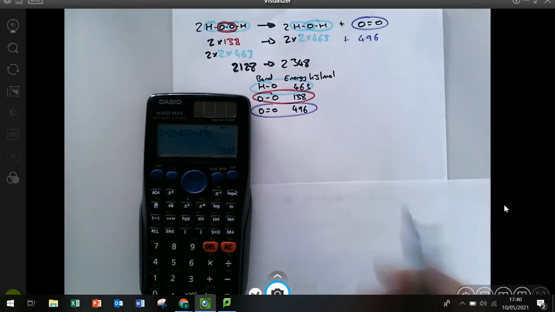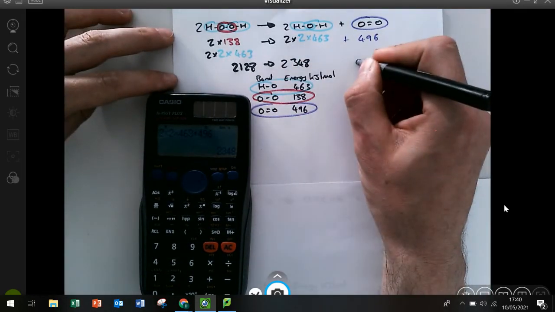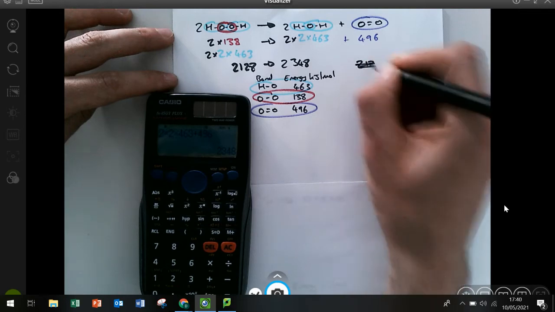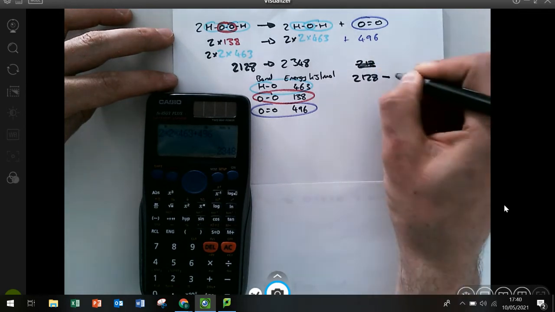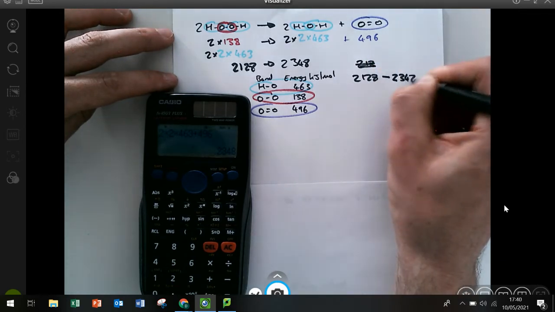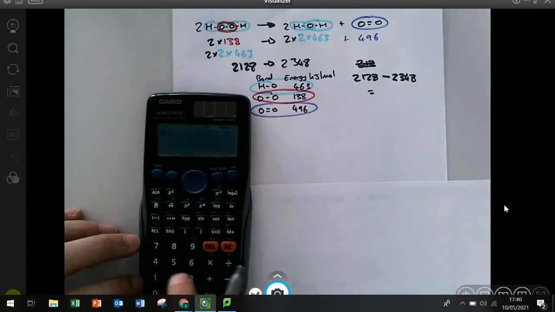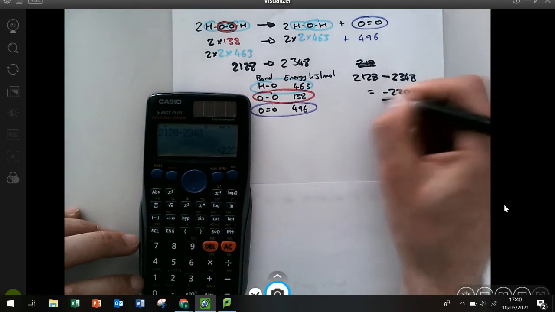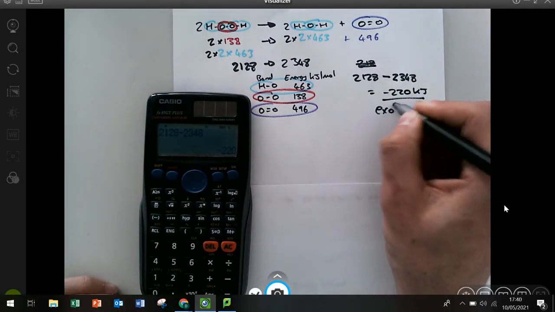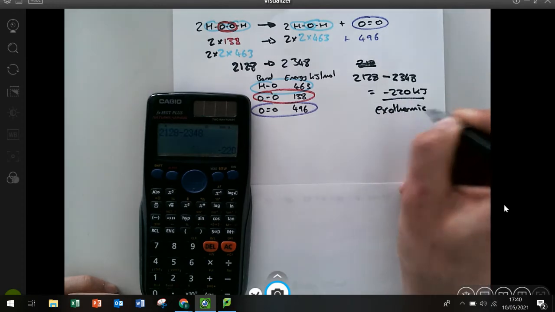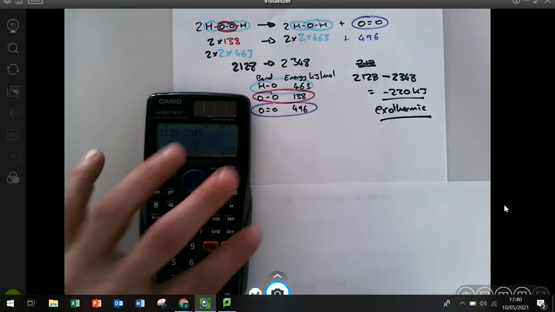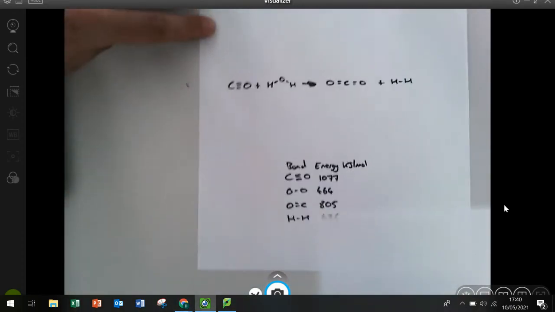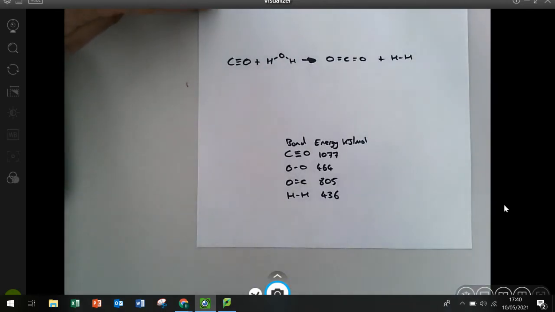2,348. Again, to work out our difference, what we start with minus what we finish with, 2128 minus 2348 is minus 220 kilojoules, which again means it's an exothermic reaction. Okay, definitely getting the hang of this now. Final example in this video.